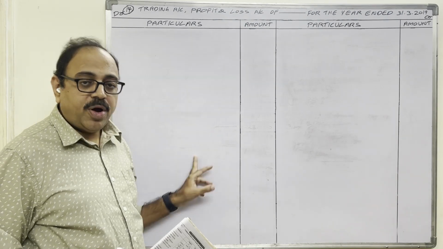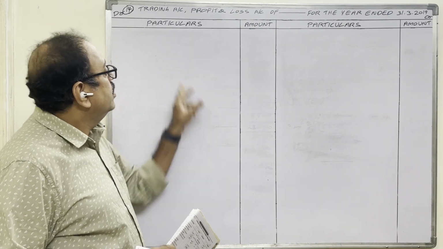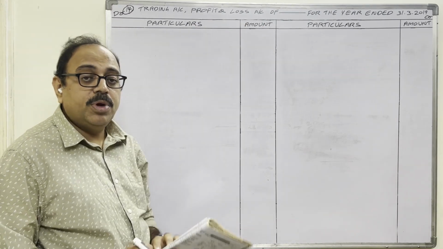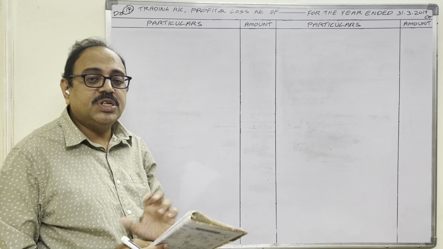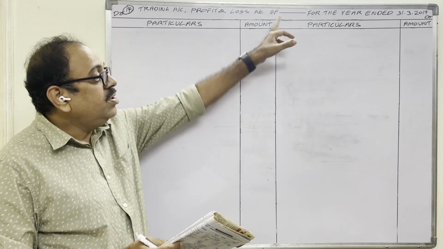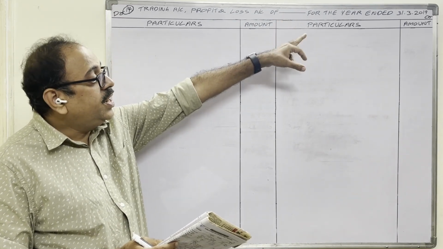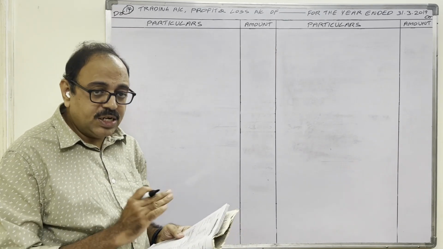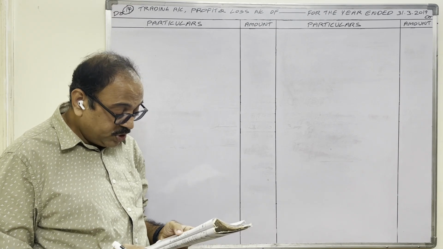First, trading account and profit and loss account. Heading: trading account, profit and loss account of. In this problem, the owner's name or firm's name is not given, therefore a dash. For the year ended 31st of March 2019. From the trial balance debit side, with opening stock we should start.